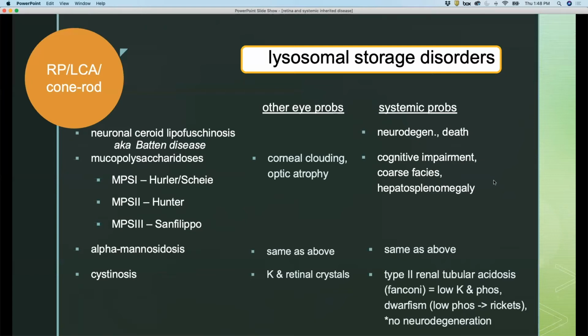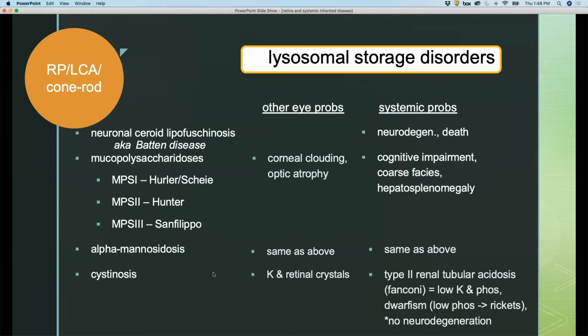Mucopolysaccharidoses have milder developmental delay. They also have coarse facies and hepatosplenomegaly. I think of all those carbohydrates, people inject fillers made of hyaluronic acid, which is a glycosaminoglycan, to puff things up. So I think they have fillers everywhere, and that's why they have coarse facies. They've got those in their liver too, those glycosaminoglycans building up in the connective tissues.